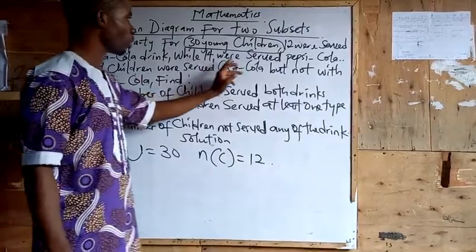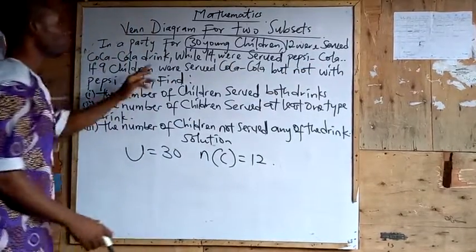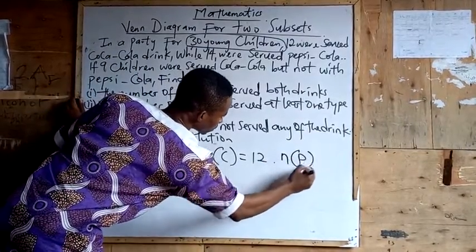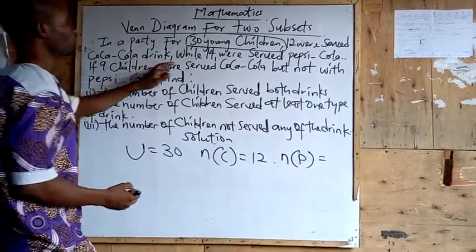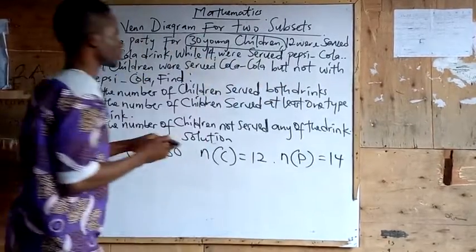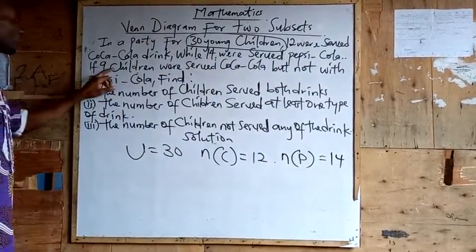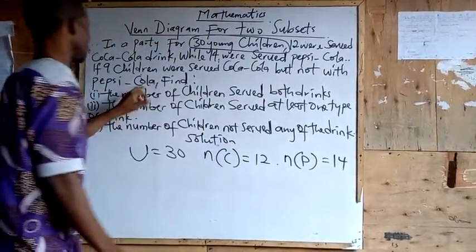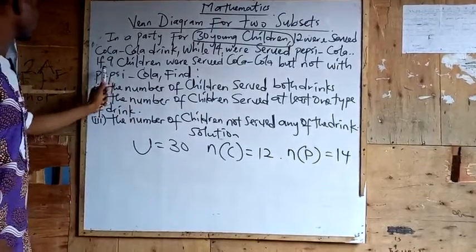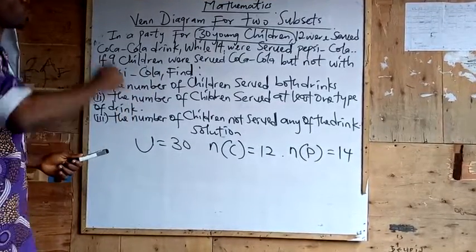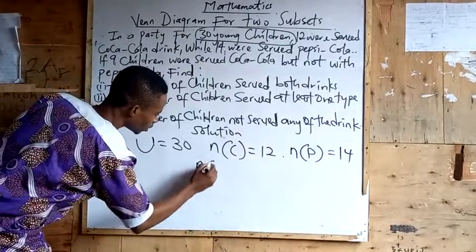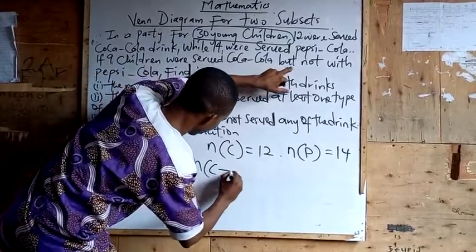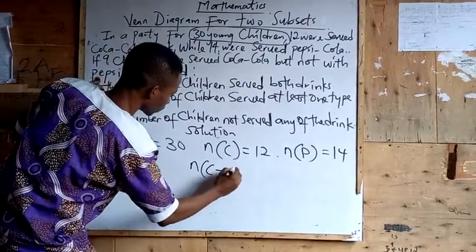While 14 were served Pepsi Cola. That means the number of Pepsi is 14. If 9 children were served Coca-Cola but not Pepsi, what does that mean? 9 children were served Coca-Cola but not with Pepsi. That is 9.